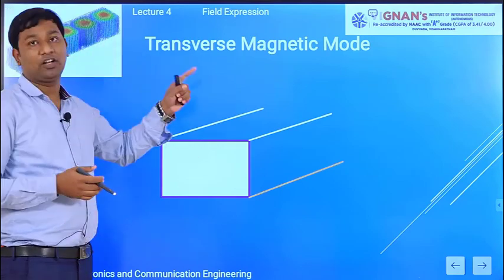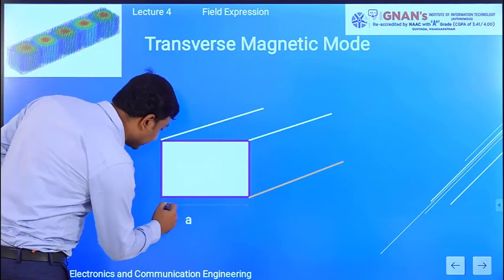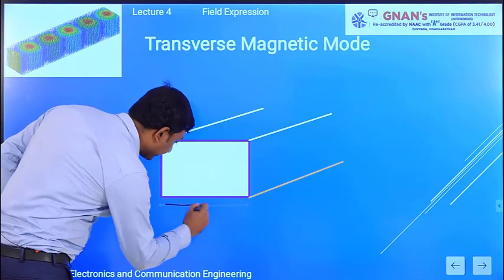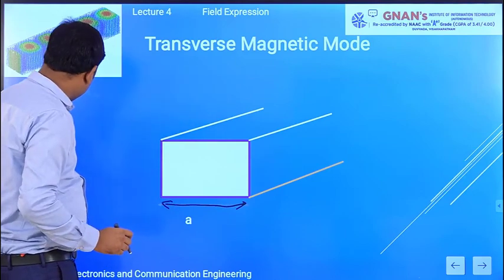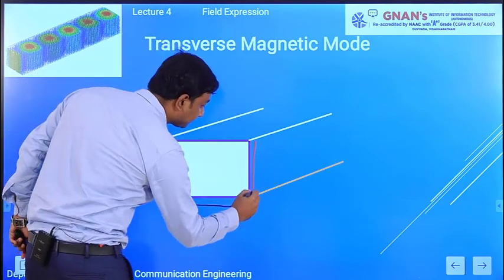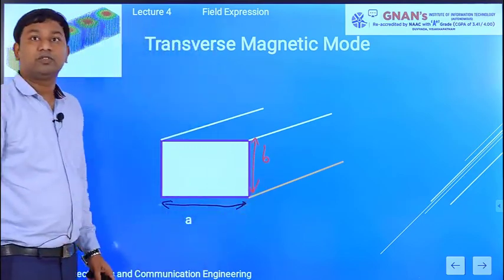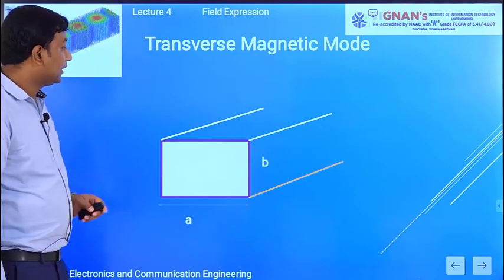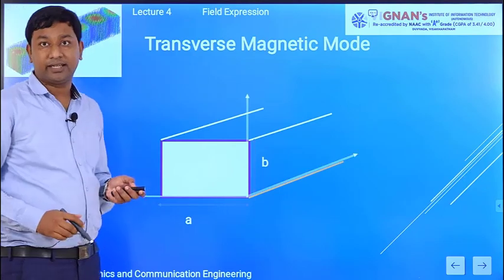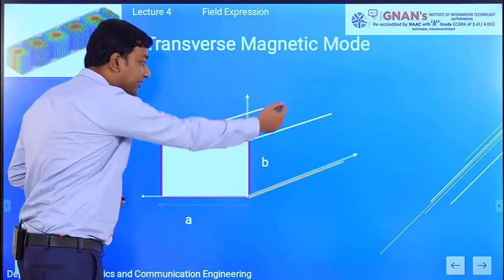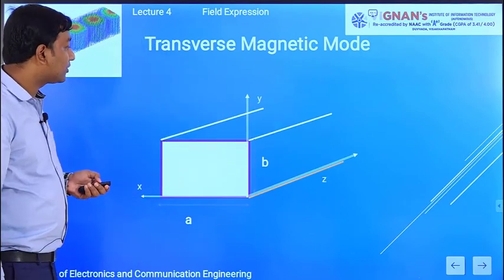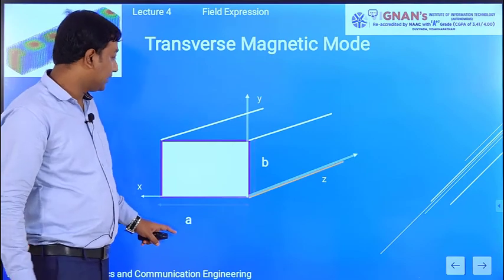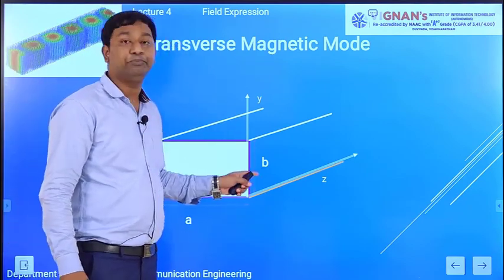We are considering one rectangular waveguide which has broader dimension A along the x-axis, and along the y-axis we will see the value B. So in the x-axis the value is A and in the y-axis the value is B. Now coming to the x, y, z directions, we consider that the wave is propagating along the z direction, with broader dimension A along x and height B.